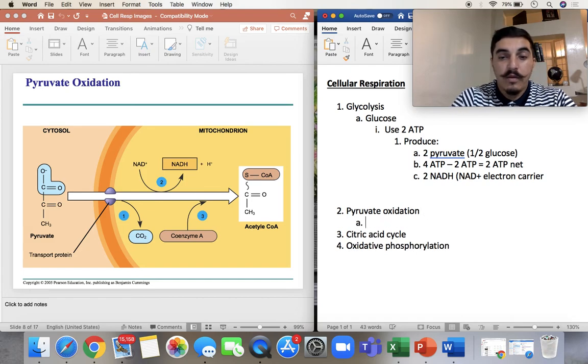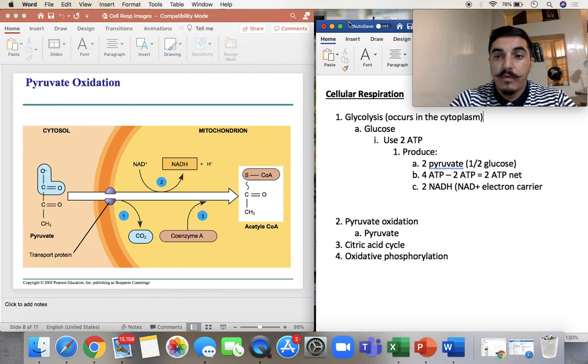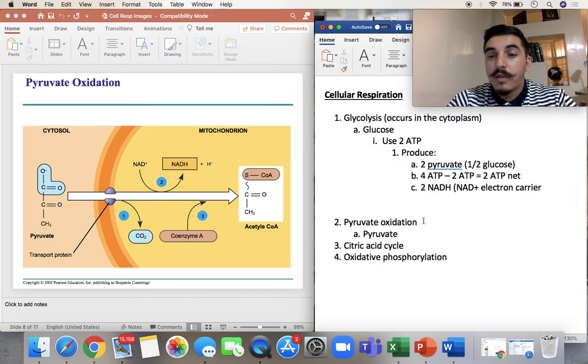Pyruvate oxidation. Awesome. Okay, so this one, what do we have? The name itself tells you: the pyruvate. So we start with the pyruvate. This occurs in the cytoplasm. Glycolysis, which I forgot to put up here, occurs in the cytoplasm. I'm going to make some images here, see if they help you a little bit more. So glycolysis is in the cytoplasm, this little area here.